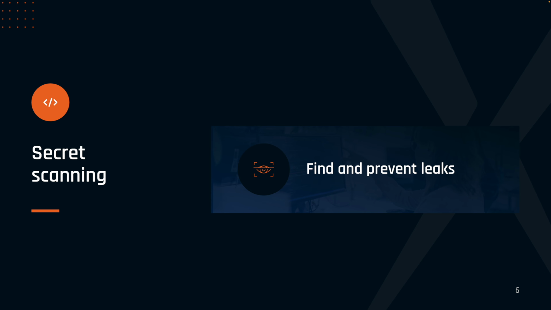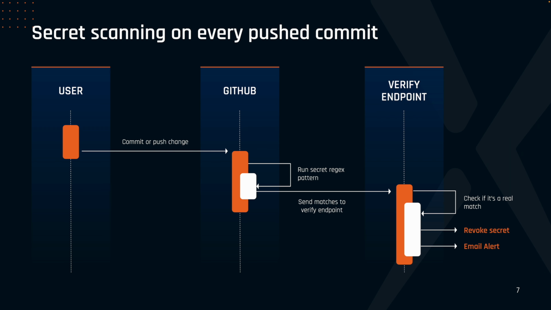So, secret scanning. It finds and prevents leaks, but what does it look like under the hood? Every time a user commits and pushes a change up to GitHub, a background scanning process is started. This process runs a secret scanning regex pattern against the codebase. If a secret is detected, GitHub will then reach out to a verification endpoint to check whether or not the detected secret is a false positive. Now, the behavior of this verification endpoint varies depending on the partner that issued the secret.